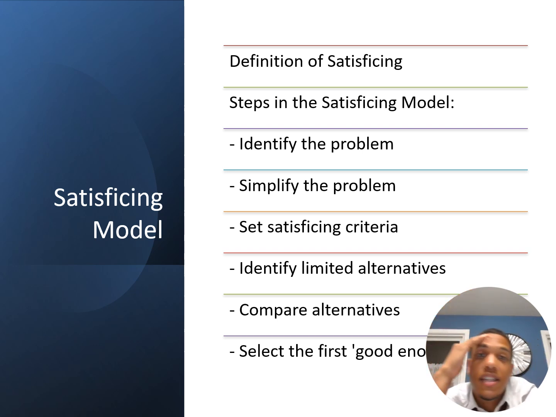Steps in the satisficing model. It includes identifying the problem, simplifying the problem, setting satisficing criteria, identifying limited alternatives, comparing alternatives, and selecting the first good enough choice, right? This model acknowledges bounded rationality, where individuals make decisions based on limited information and cognitive limitations, right? And understanding satisficing helps in making practical and timely decisions, right?